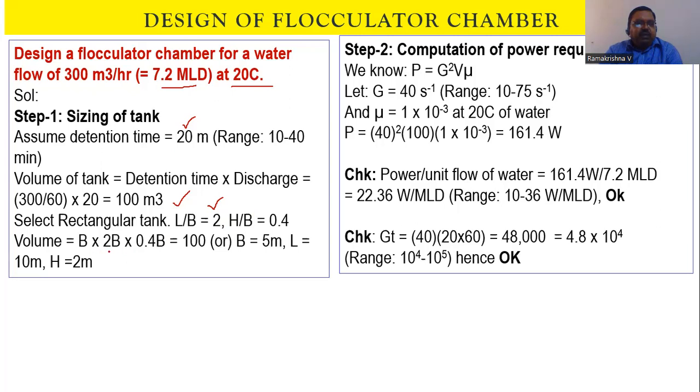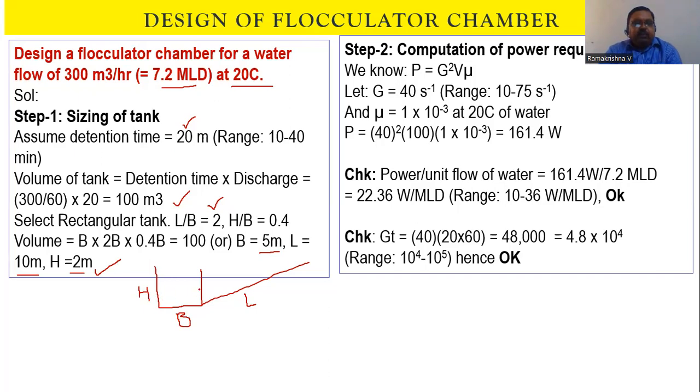So substituting here, ultimately I'm going to get the dimensions. L into B into H, substituting here. B is equal to 5 meters, L is equal to 10 meters, and H is equal to 2 meters. That means we are having a tank like this. So this is your L, this is your B, and this is your H.